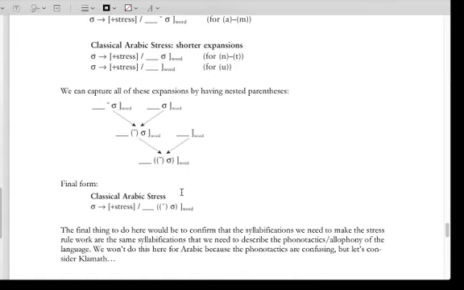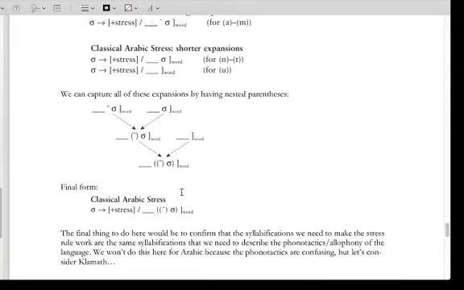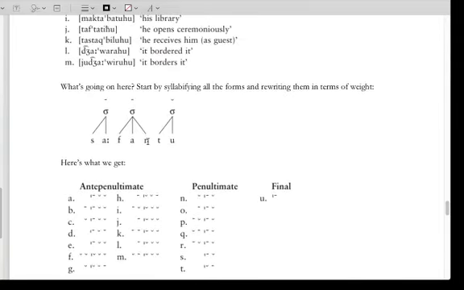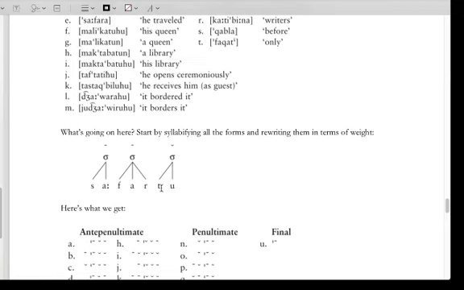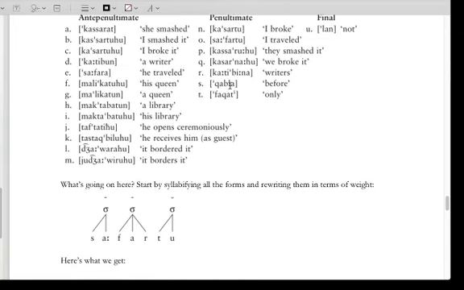If we were doing this like our Latin example that we did earlier, the final thing to do here would be to confirm that the syllabifications we use to make this stress rule work are the same ones that we need to describe the phonotactics of the language, right? So is it the case that where we need to put a syllable break in between two consonants in order to get the stress facts right, is it true that rta is not a possible word beginning in Arabic? We'd ask the same for every other sequence of consonants that shows up here in this context.